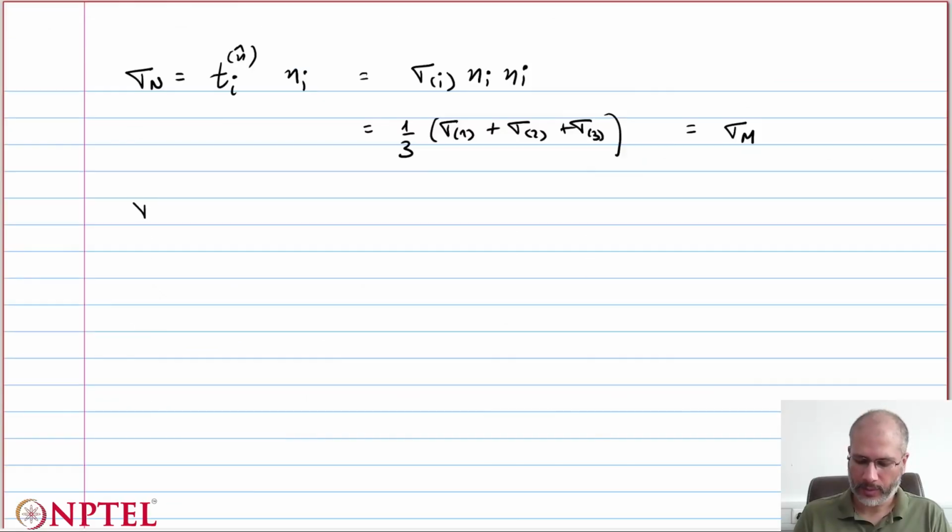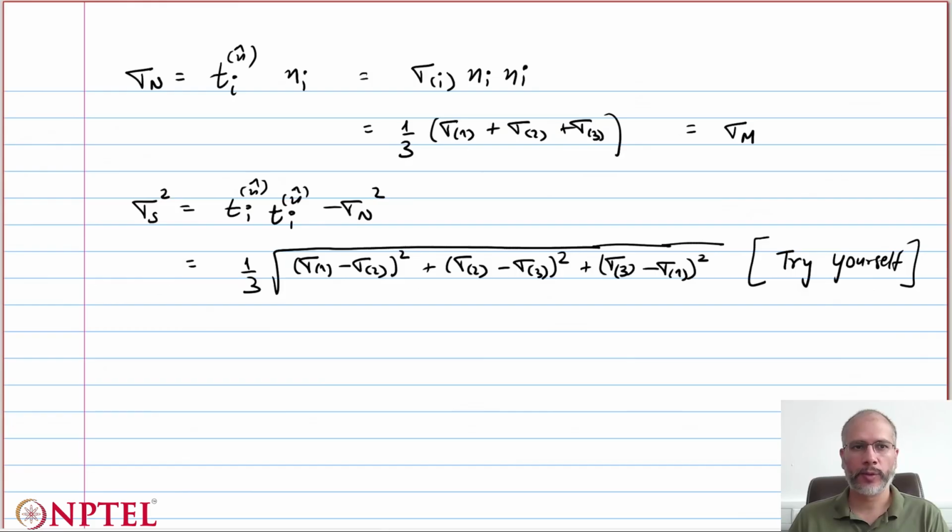And I can write my sigma s squared as T_i dotted with T_i minus sigma n squared, which simplifies to this. So again, you should try it yourself to show that this is the expression for sigma s. It's an act in pure algebra to show this. And this sigma s on the octahedral plane is called the sigma octahedral, which is the octahedral shear stress.